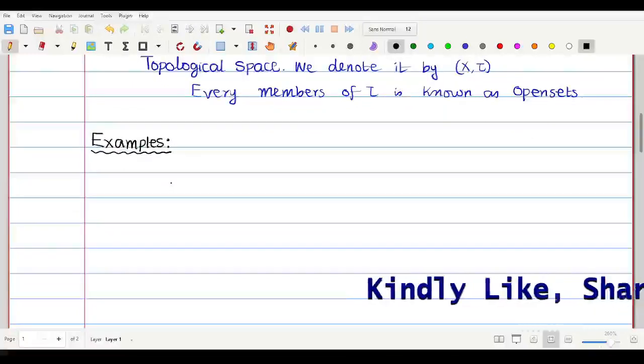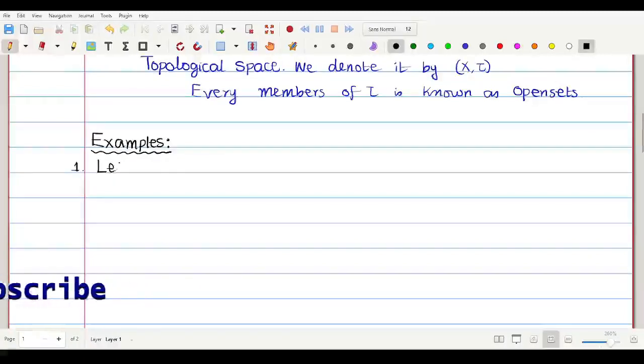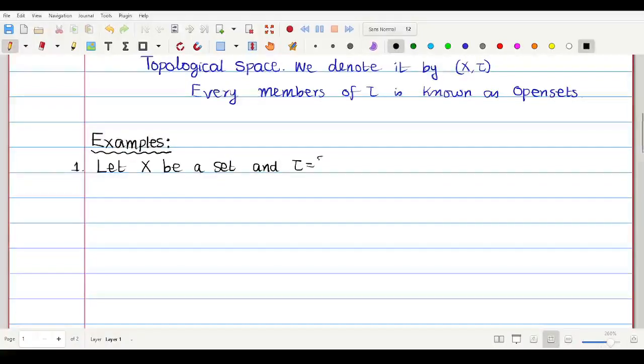Number 1, the first example. Let capital X be a set, any set. And tau contains just two elements: first the empty set, and second the whole set X. That is all. Tau is equal to the empty set and the whole set X. Then tau is a topology on X.